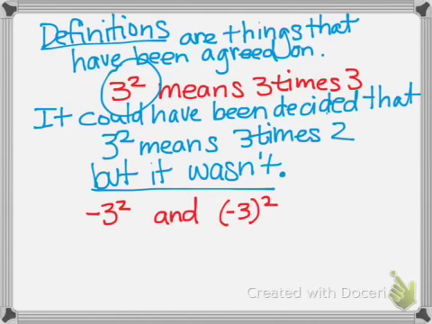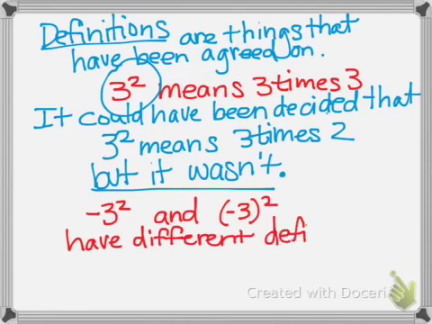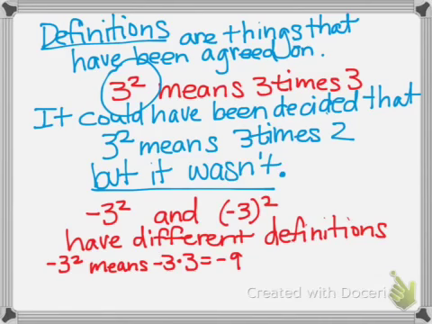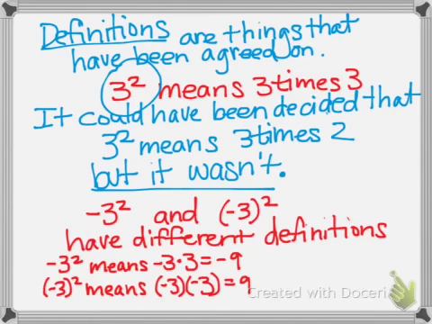So, for example, if you have negative 3 to the second power and negative 3 raised to the second power, they have different meanings because the first one has a negative on the outside and the second has a negative on the inside. Negative 3 squared means negative 3 times 3 equals negative 9, whereas the second one means negative 3 times negative 3.